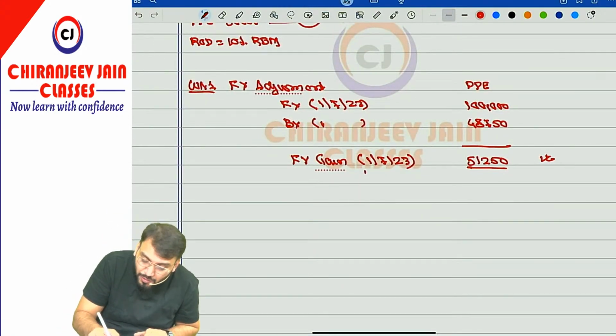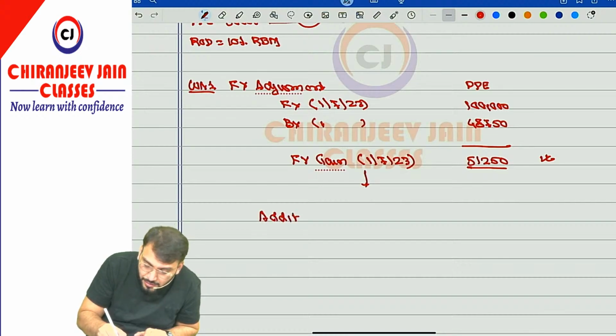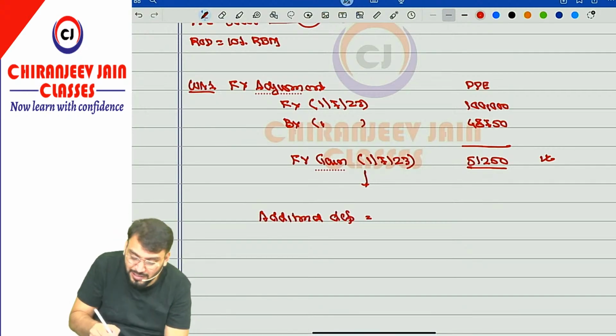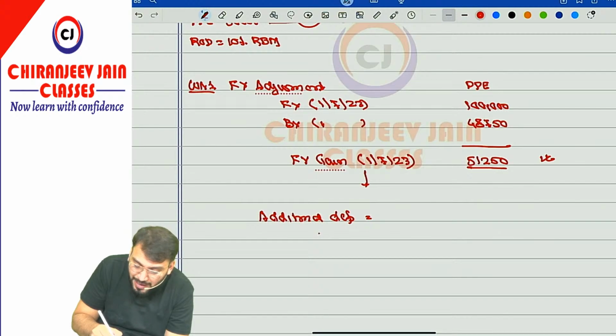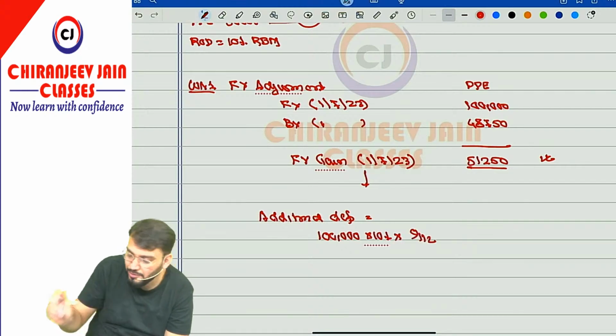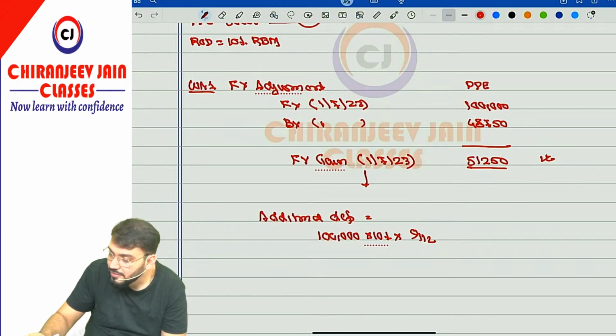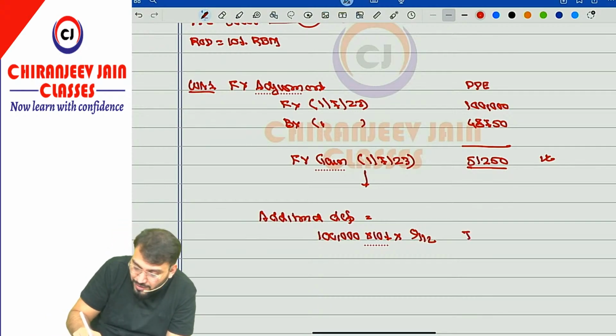So in this, we'll calculate additional depreciation. Can I say, we can say in this way, that parent company will charge depreciation on 1 lakh into 10% into 9/12. So 1 lakh into 10%, 10,000 into 9 divided by 12. So it is coming 7,500.